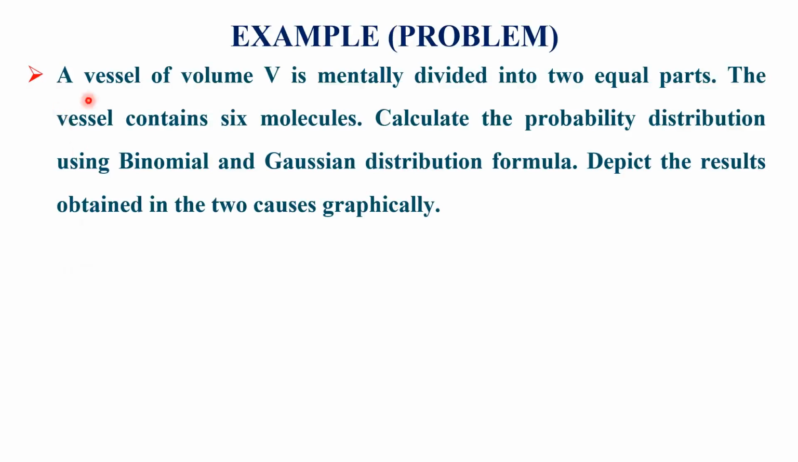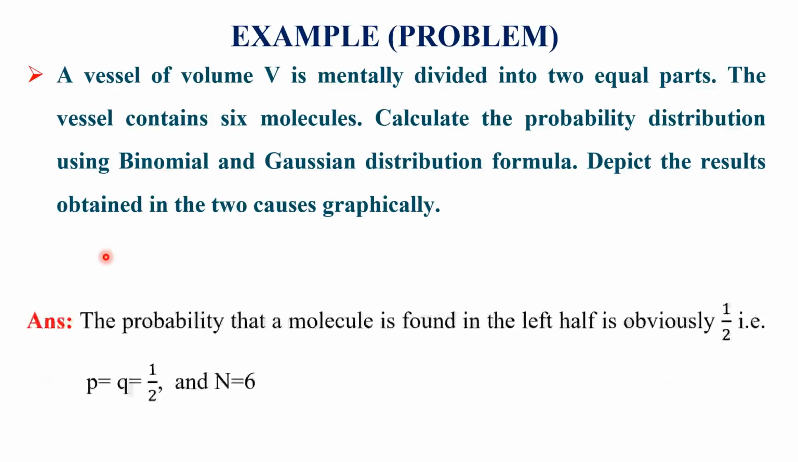Okay, here a vessel of volume V is divided into two equal parts. Two equal parts means p or q is equal, that is equal to 1/2. The vessel contains 6 molecules, which means capital N is equal to 6. Then find out the binomial and Gaussian distributions.